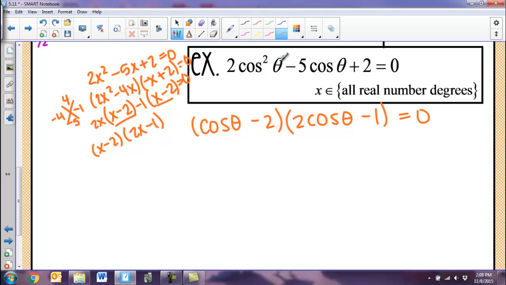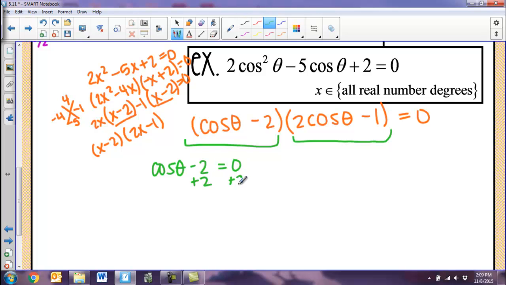So you can factor this one of two ways. You can look in here and call this a different letter and just factor it like you would have done in Algebra 2, or you could have just used cosine theta and figured out those same numbers. Once you have this piece though, you are welcome to set each factor equal to 0 and solve. So I have cosine theta minus 2 equals 0, and then I add 2 to both sides because I'm trying to isolate my trig function, and then I would take the inverse cosine of both sides.